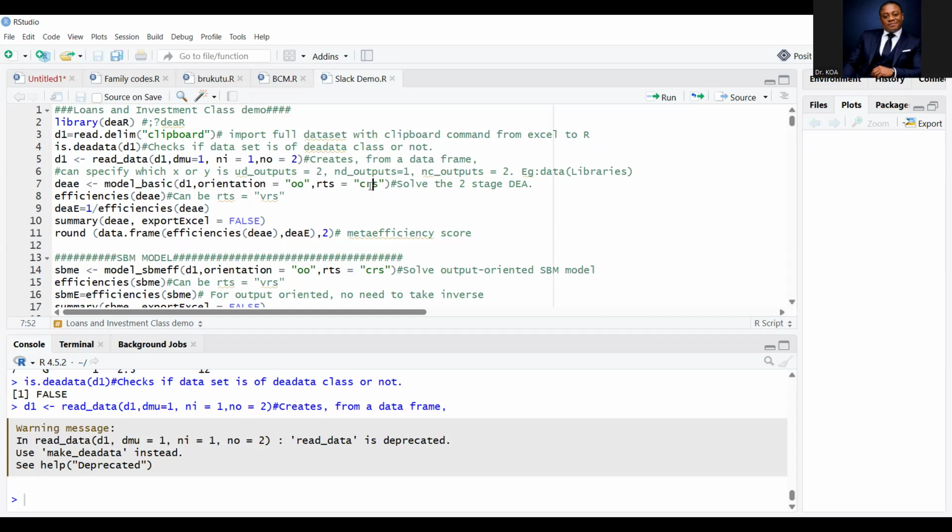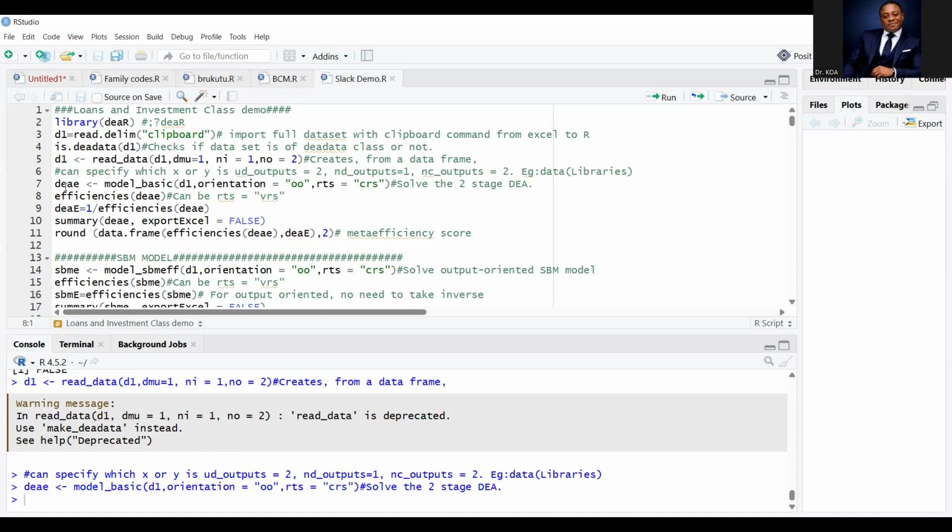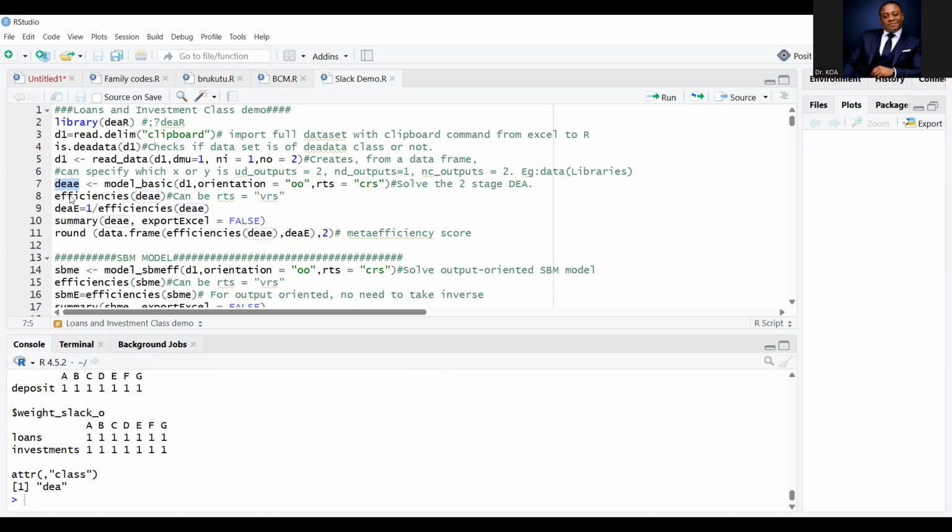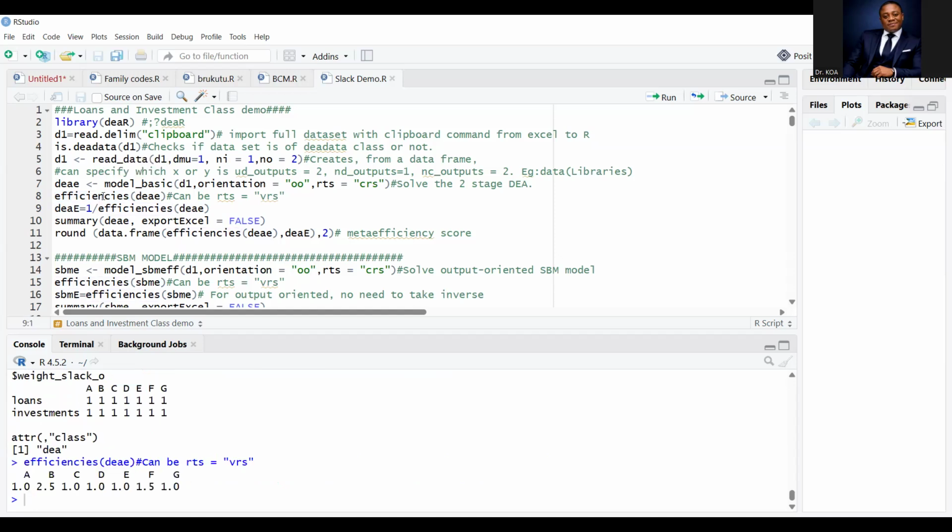In this very data, all of them are located in the same production possibility set, the same corner. So they are all exhibiting constant returns to scale. But you can also change this constant returns to scale to variable returns to scale. Then you run this. Once you run it, you can just highlight this to just show the efficiency score. You can show the efficiency score with command 8. And this is it.